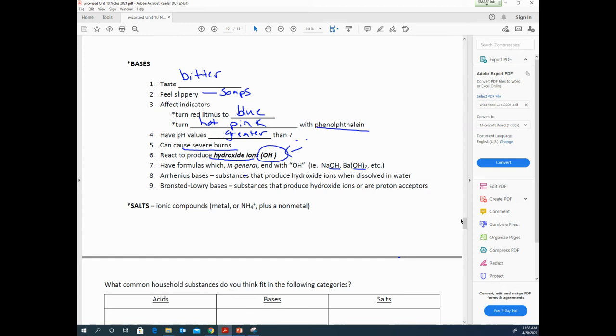Now for the same thing, we just have some terms, so you just have them. The Arrhenius bases are substances that produce hydroxide. Hydroxide is this OH, okay? So it's going to produce hydroxide ions and dissolve in water. Whereas a Bronsted-Lowry base is a proton acceptor. So they're like the ones above that were giving protons away. These are going to take protons if it's a Bronsted-Lowry base, or it's just going to produce the ions in water, and that's an Arrhenius base.